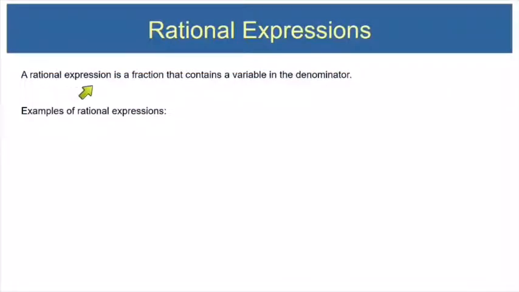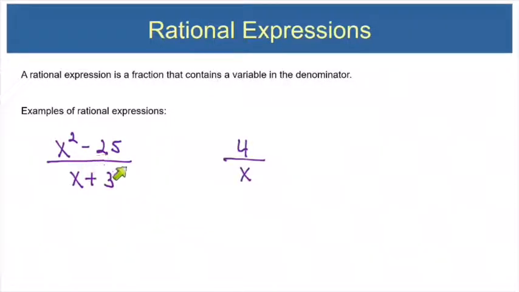Now a rational expression is just a fraction that contains a variable in the denominator. And so here are a couple of examples of rational expressions. X squared minus 25 all over x plus 3 is considered a rational expression because you see it has this variable in the denominator. Also, the expression 4 over x would be considered a rational expression because it has a variable in the denominator.